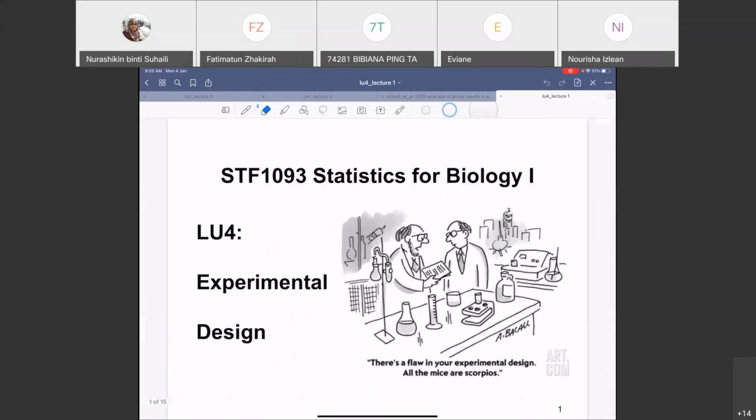Basically, this LU will introduce you to some terminologies that you have to be aware of, because in statistics, and not just in statistics, in science, in doing research, you are going to refer to those terms a lot, especially when you are doing your FYP later. So here we will give you some overview about what to do.